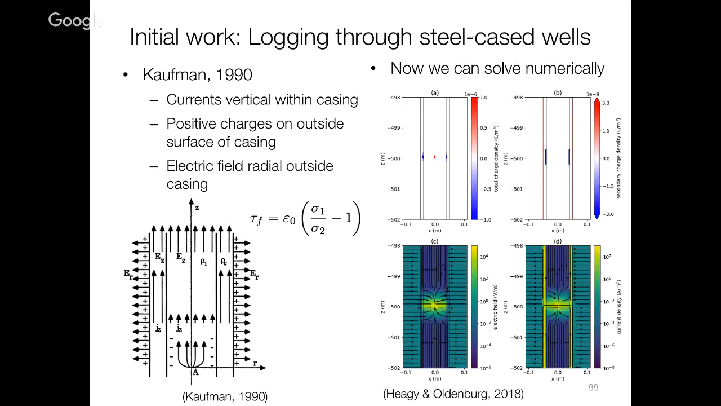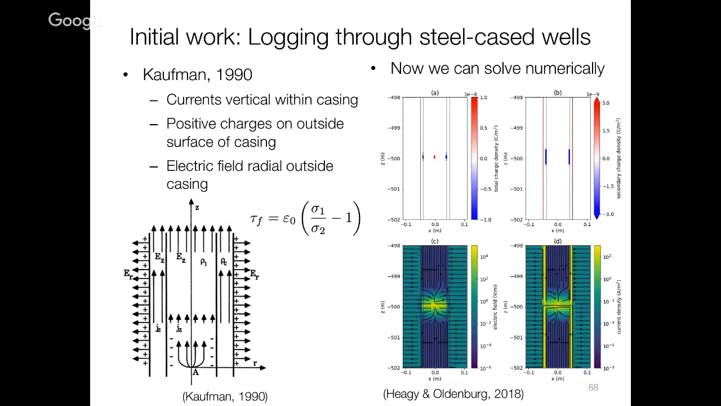So this was the image that was done in, as I say, 1990, and it shows that if you have an electrode out here, there's current that's going to emanate from that electrode, going to go into the casings, and then also a lot of the current is going to kind of come up the casings. And wherever current goes into or out of the casing, there's going to be a charge.